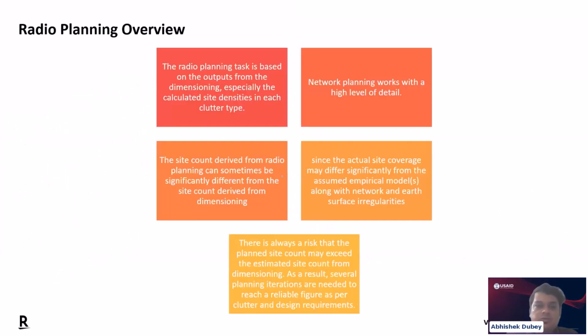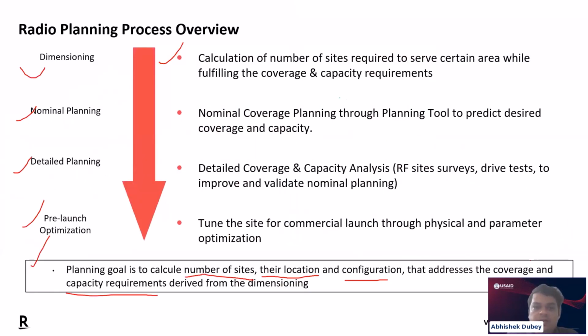What we are going to do is start with the dimensioning to calculate how many sites would be required in a certain area. Once you have decided how many sites are required, you are going to plan a nominal. Nominal means one location with multiple candidates, so that if you do not get the desired location, there are multiple candidates and you can get the site at a nearby location.